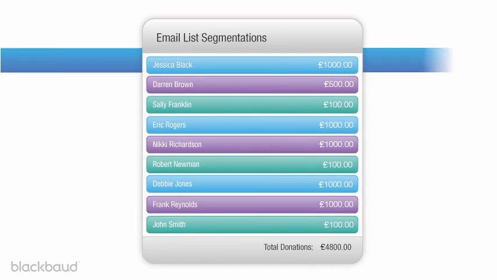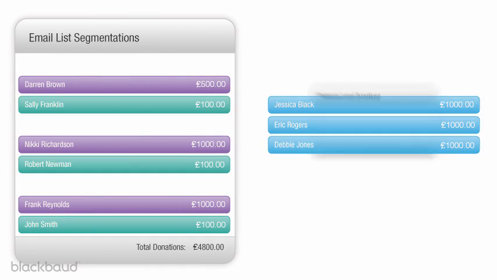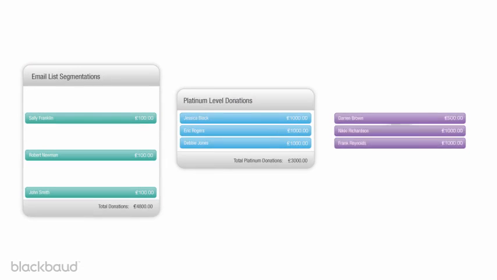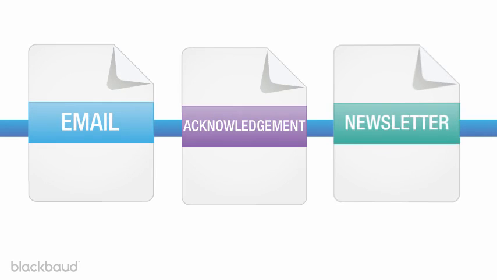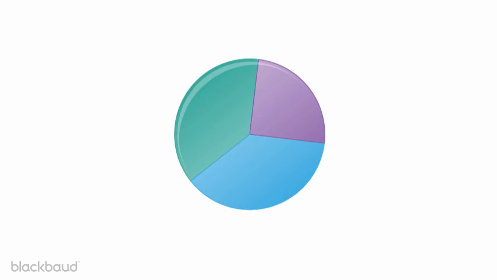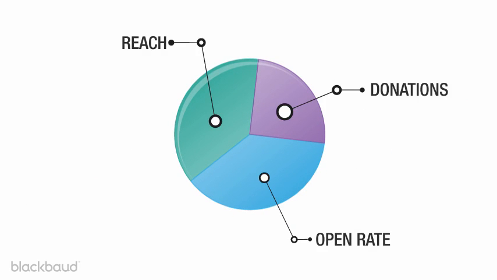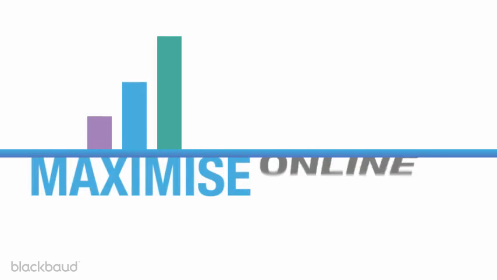Spark includes email and list segmentation tools that pull data from the Razor's Edge so you can generate targeted, personalized communications with best practice templates for emails, acknowledgments, and newsletters that increase your reach, your open rate, and ultimately your donations. Spark offers more than robust email marketing and secure giving to maximize your online donations.